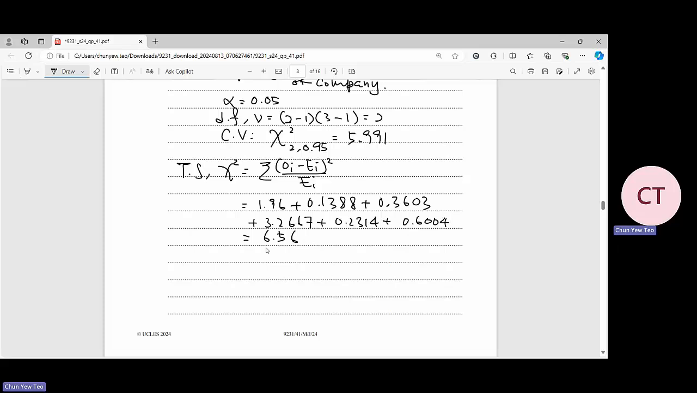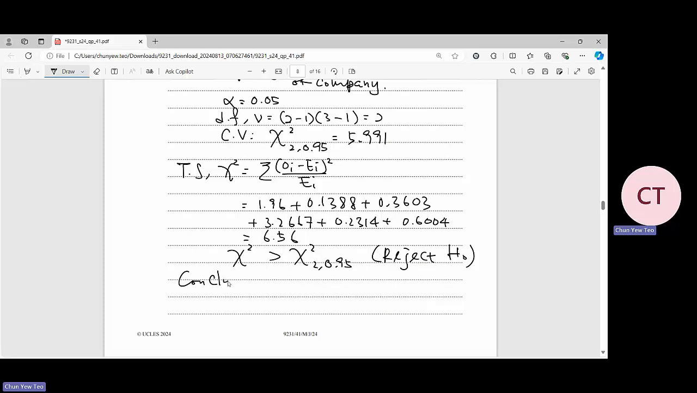Three significant figures. So from here, you can see that your test statistic chi-square is actually greater than your critical value, chi-square of degree of freedom 2 and 0.95. So for this case, you reject H0.